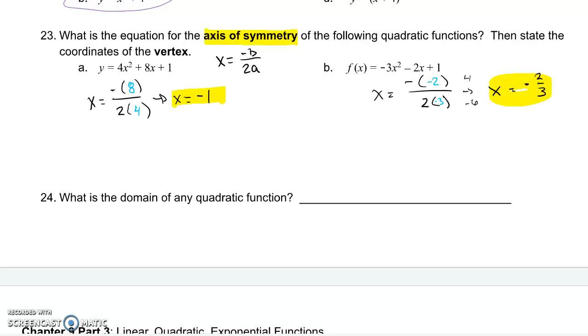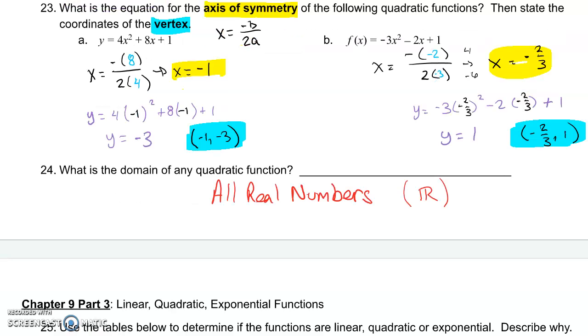So for part A, the opposite of b divided by 2a, x is equal to -1. For part B, x is equal to -2/3. Alright, to finish off number 23, the vertex for part A is going to be (-1, -3).